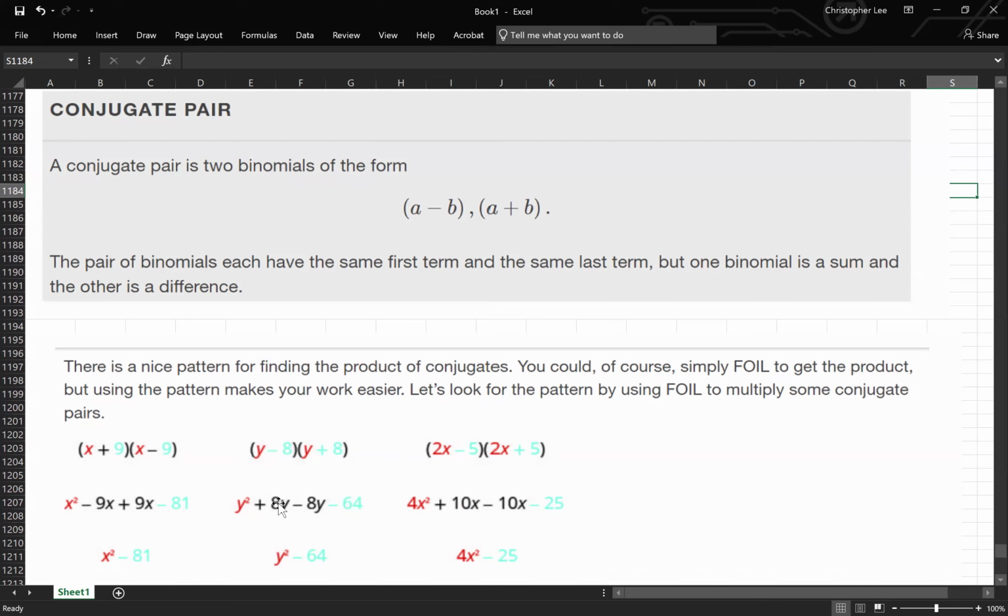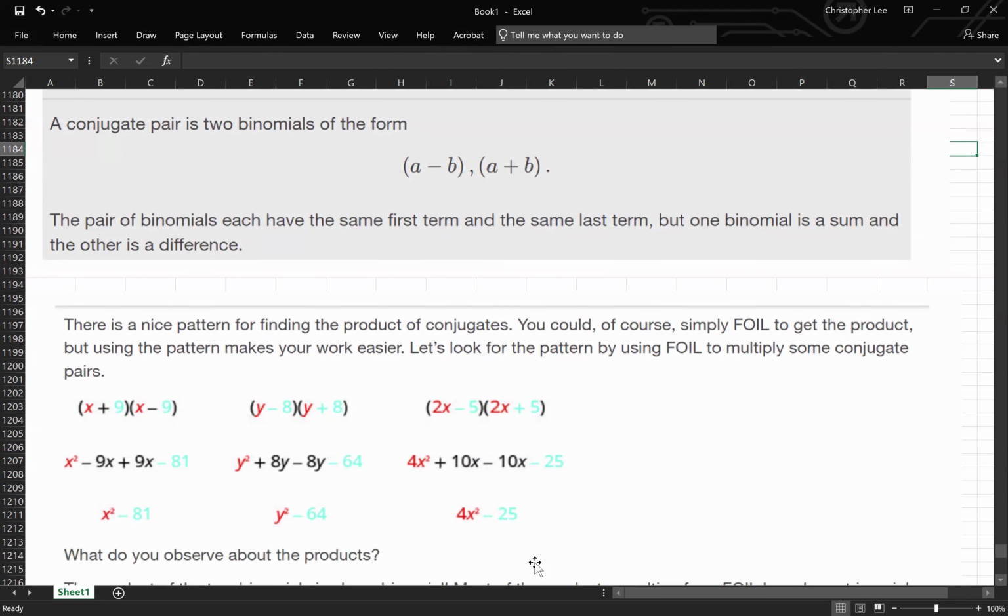Let's say I have 2x minus 5 times 2x plus 5, right? 2x times 2x is 4x squared. 2x times positive 5 is positive 10x. Negative 5 times 2x is negative 10x. Negative 5 times positive 5 is negative 25. Combining like terms, the two middle terms will cancel out. I'm left with 4x squared minus 25. All right. This is the product of conjugates.